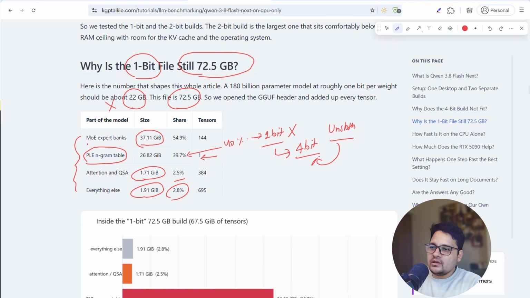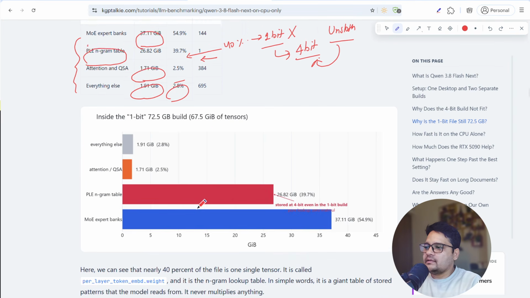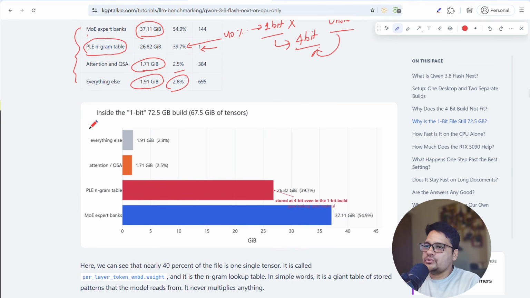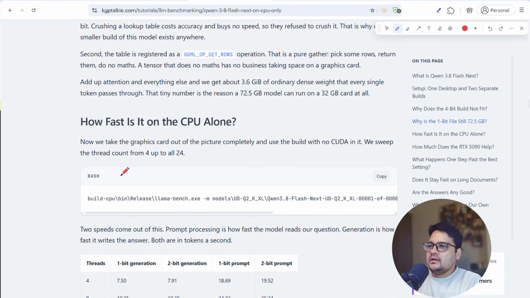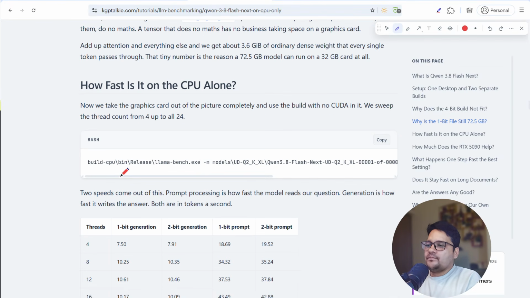Okay, cool. Let's go ahead and visualize this with the table here again. So the same thing as I told you here: this is where all those memories are actually going. Okay, great. Now let's see what happened when I tested this model with CPU only and RAM only.